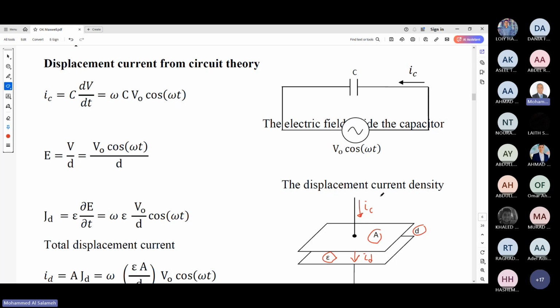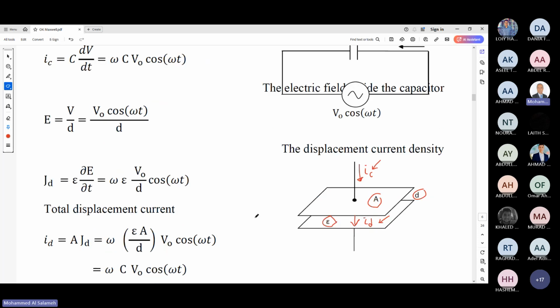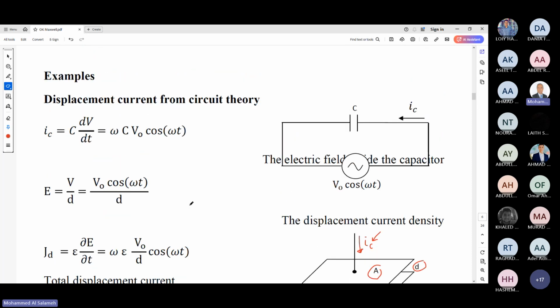So we want to show that the conduction current outside the capacitor is equal to the displacement current inside the capacitor. Displacement current exists in insulators, where there is no free charge to move. We want to show this. Conduction current, you know from electric circuits, is C dV by dt. This is the voltage. Derive this with respect to time, and you have minus V naught omega sine omega t.